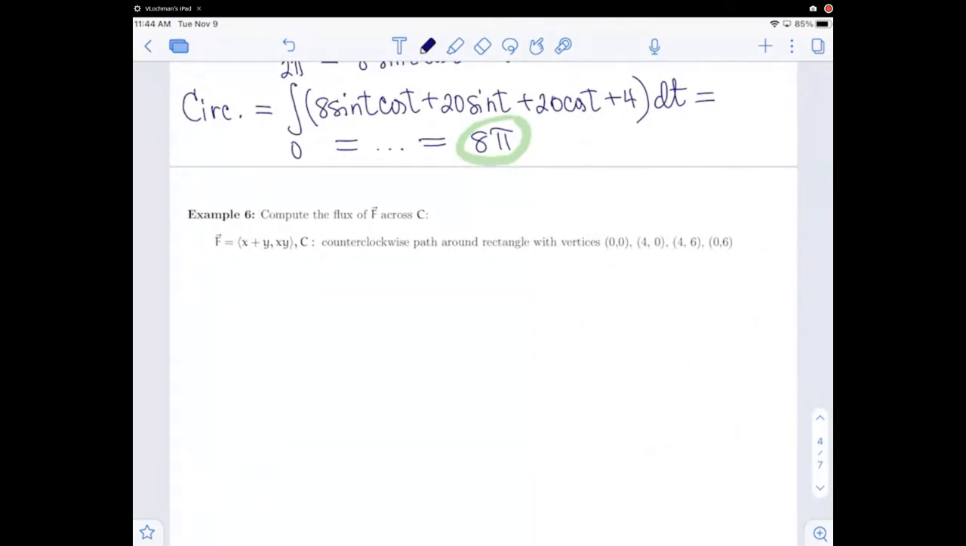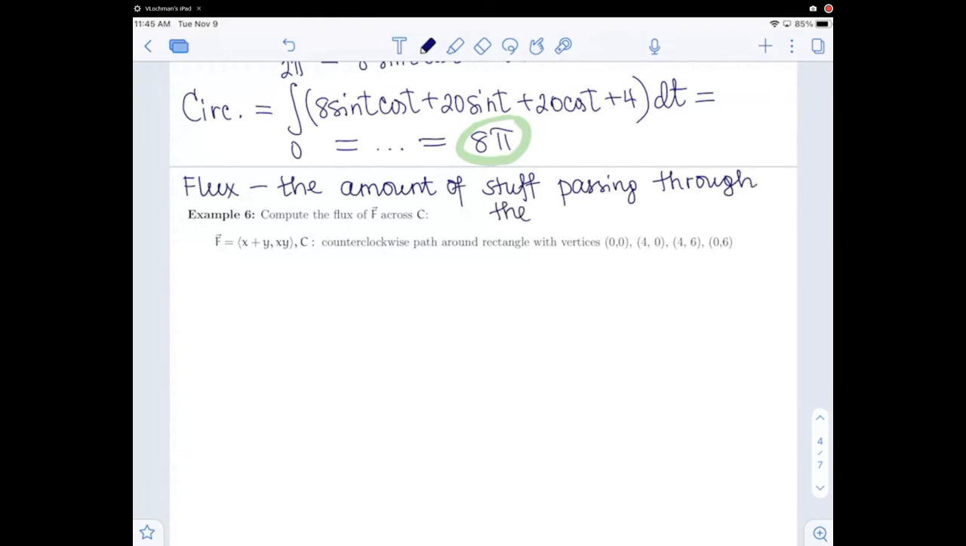An intuitive definition of flux is the amount of stuff passing through a surface. This is how I think about this concept. So that's another application of line integral. All right, so let's see how we compute that.